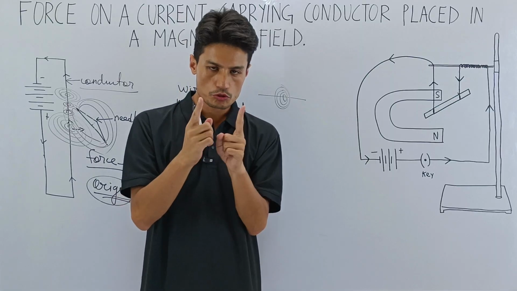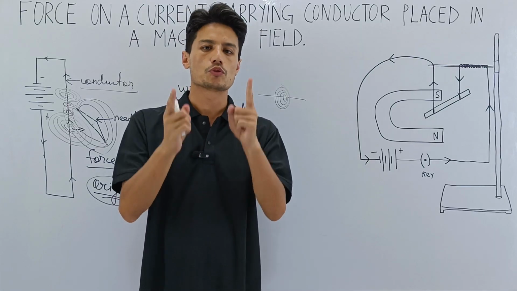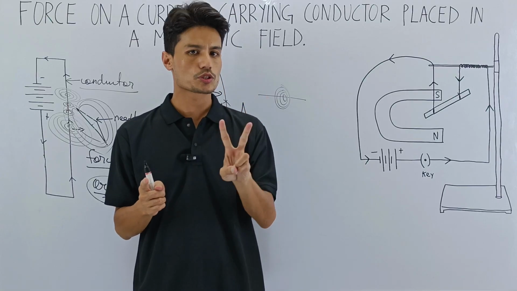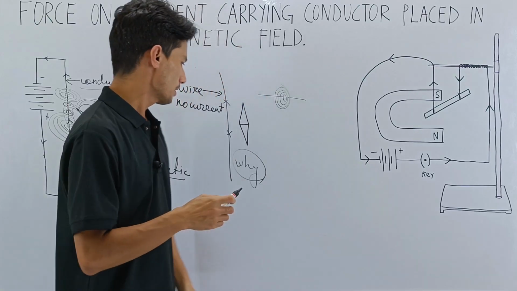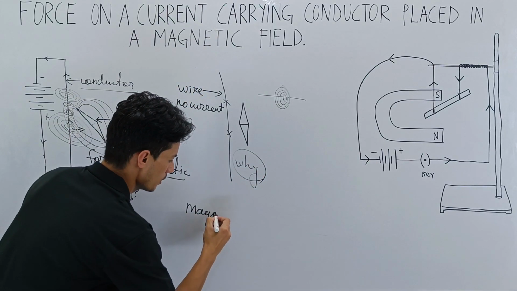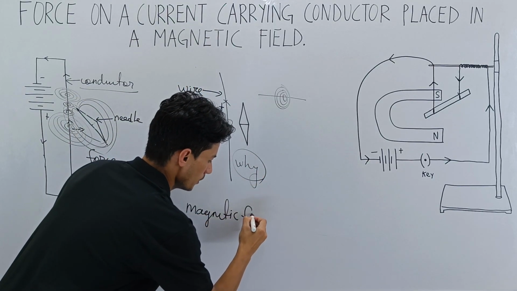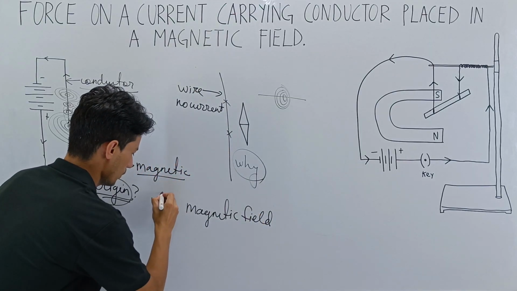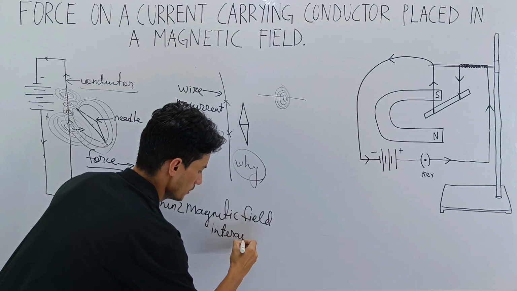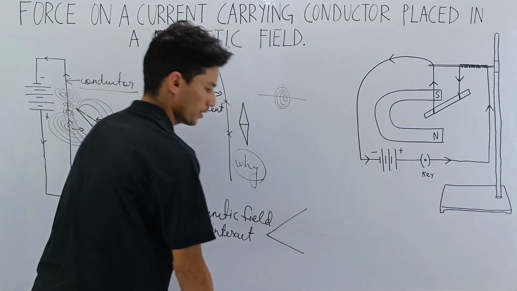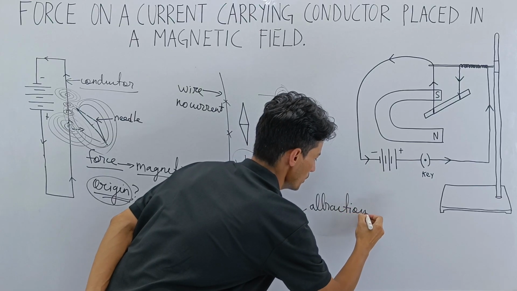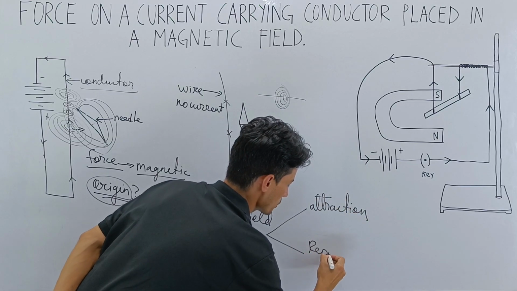I repeat, when two magnetic forces interact, when two magnetic field lines interact, there can be only two possible outcomes. There can be only two possible relationships. What are those? Let me write here. When two magnetic fields interact, there can be only two outcomes. What are they? It can be a force of attraction, or it can be a force of repulsion.